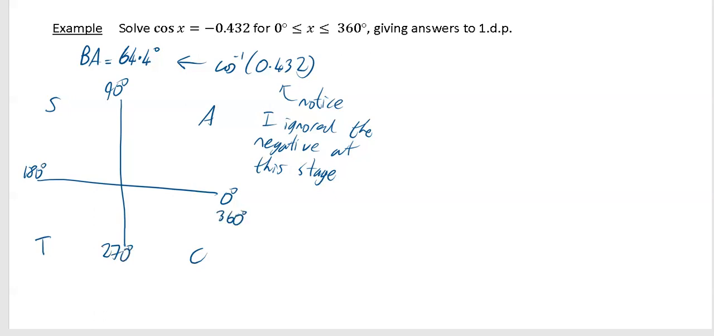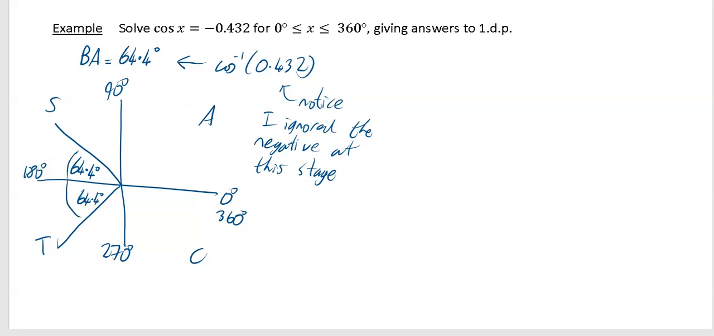And here, this is where the negative comes into play. So cos x at the start was equal to negative 0.432, and cos is negative in the S quadrant and in the T quadrant. So instead of going in the C and the A where cos is positive, it goes in the S and T where cos is negative. And your basic angle, remember, always goes with the horizontal, so that's 64.4 and 64.4.